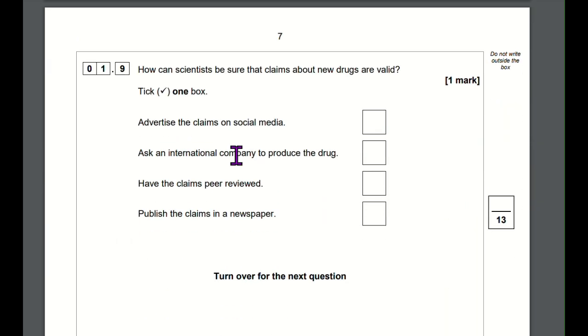Then moving on to the final question. This is a multiple choice question, and you can see it's only worth 1 mark. Make sure that you are ticking only 1 box. I've seen many people make mistakes here and tick 2. Even if one of those is correct, you will not get the mark for this, and these are easy marks. So again, read the question and then tick the correct box.